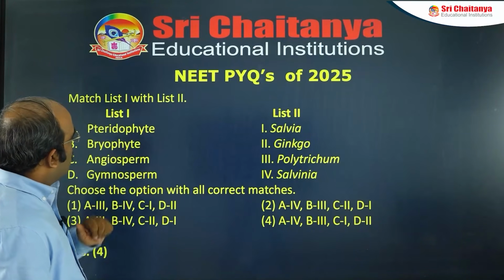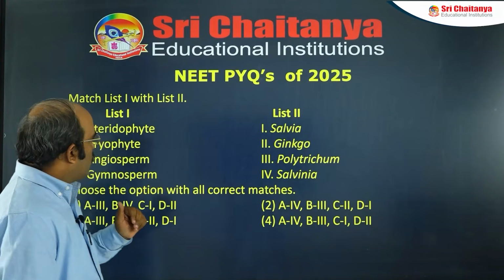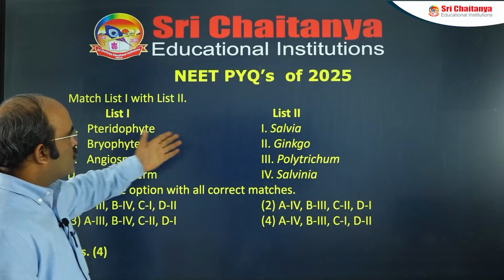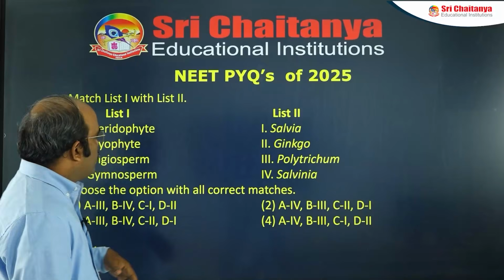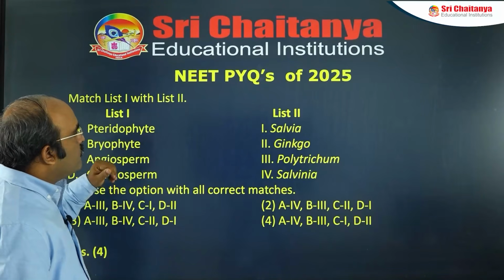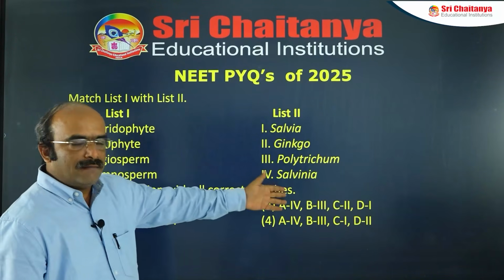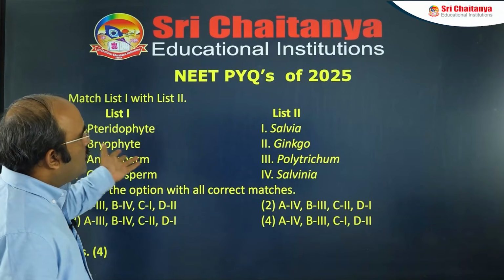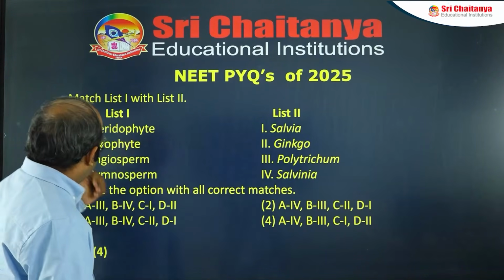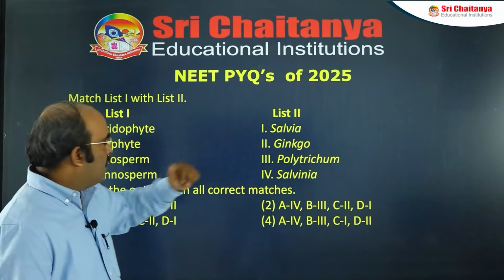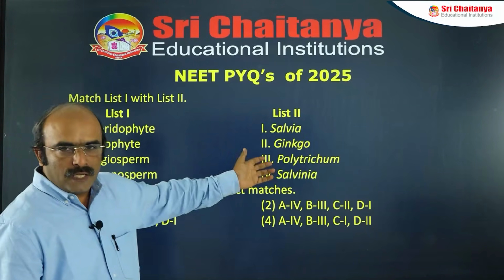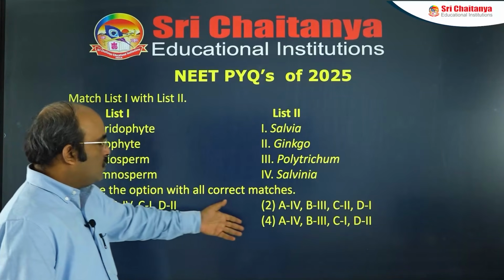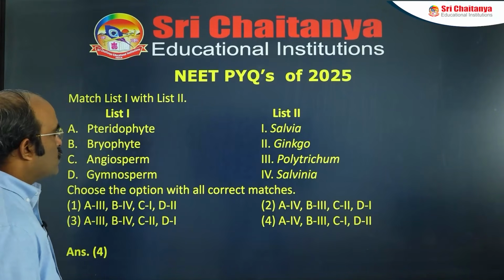Then this is a match the following question. You have to match Pteridophyte, Bryophyte, Angiosperm and Gymnosperm with the respective things. So you can just observe here: a Pteridophyte, Salvinia; a Bryophyte, which is typically nothing but Polytrichum; an Angiosperm, Salvia; whereas a Gymnosperm, Ginkgo. So the correct option comes to be the fourth one.